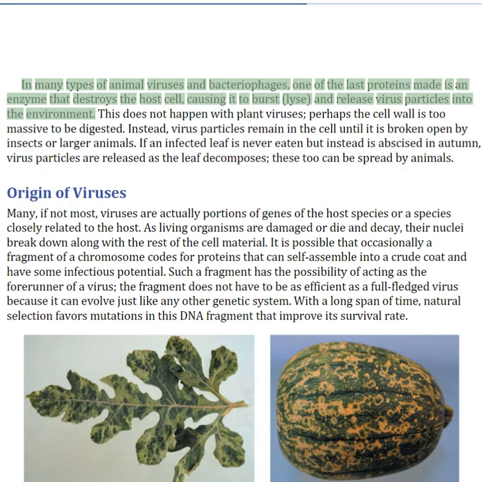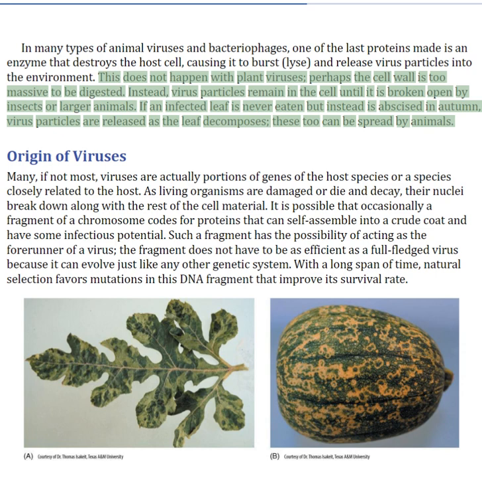In many types of animal viruses and bacteriophages, one of the last proteins made is an enzyme that destroys the host cell, causing it to burst and release virus particles into the environment. This does not happen with plant viruses. Perhaps the cell wall is too massive to be digested. Instead, virus particles remain in the cell until it is broken open by insects or larger animals. If an infected leaf is never eaten but instead is abscised in autumn, virus particles are released as the leaf decomposes. These too can be spread by animals.